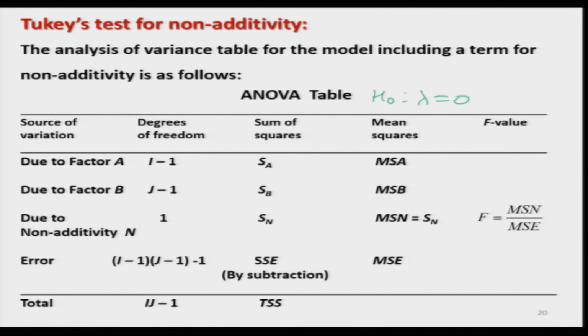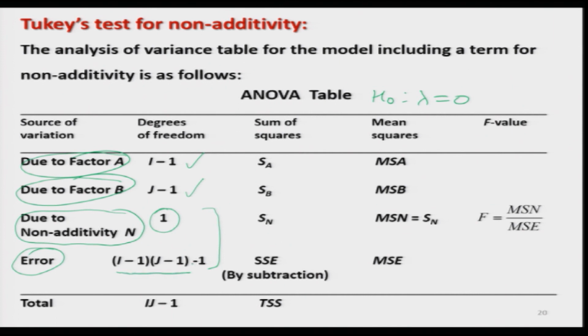like this. The source of variation, as earlier there are factor A, factor B, and error, but now we have added here one more term due to non-additivity, which is here N. And now, the degrees of freedom for the sum of squares due to factor A are I minus 1, for factor B they are j minus 1 as earlier, and now the degrees of freedom of this error and non-additivity are divided into two parts, such that due to non-additivity there is 1 degree of freedom, and the remaining degrees of freedom which are (I minus 1)(j minus 1) minus 1, they are now going to error, right.